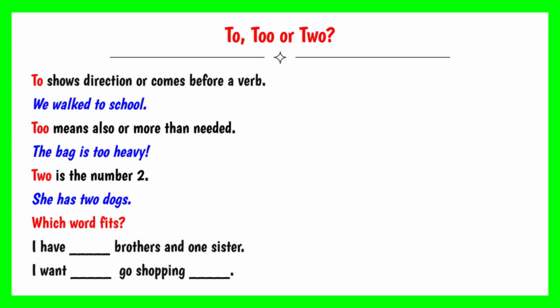Finally, let's look at two. Two, spelled T-W-O, is simply the number two. For example, she has two dogs. Whenever you're talking about the number, use two, spelled T-W-O.